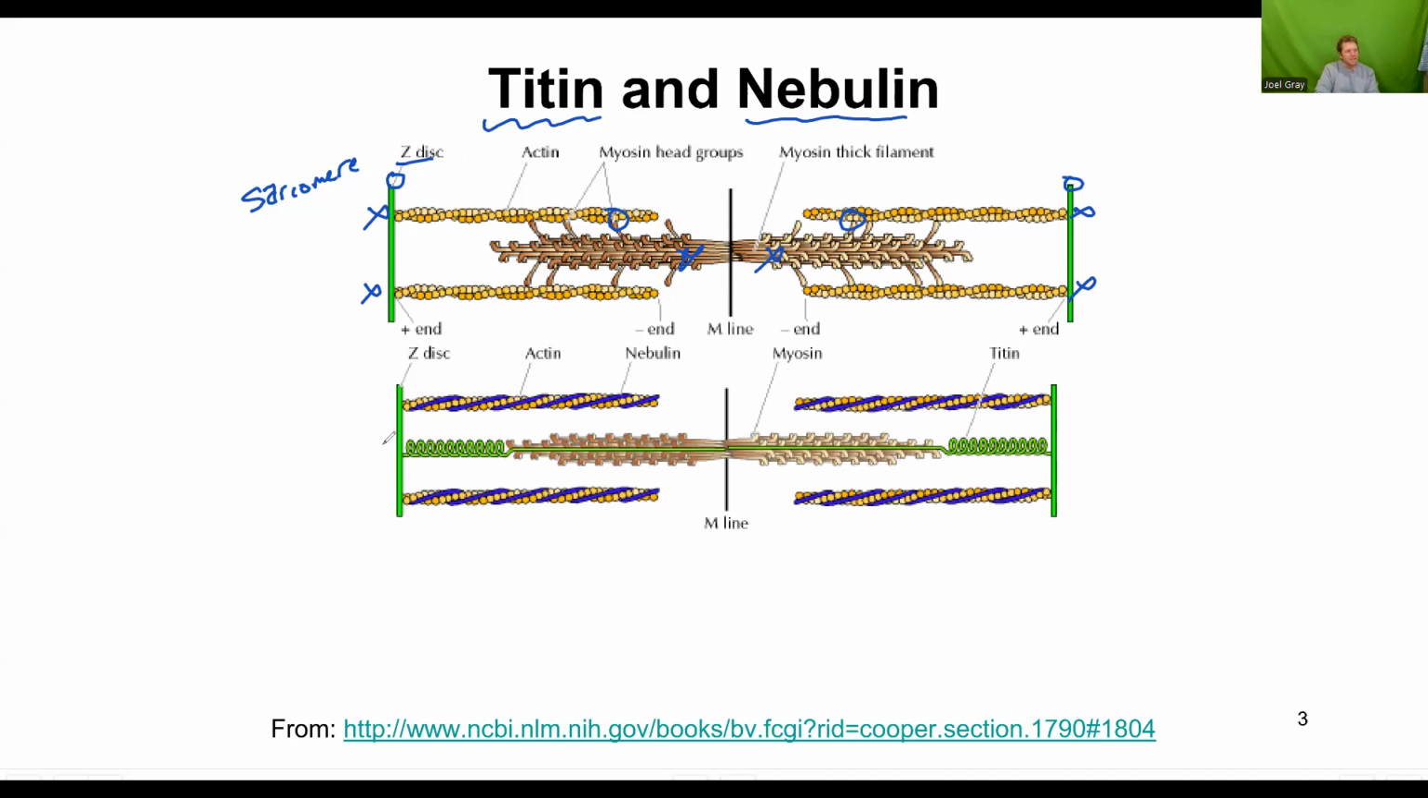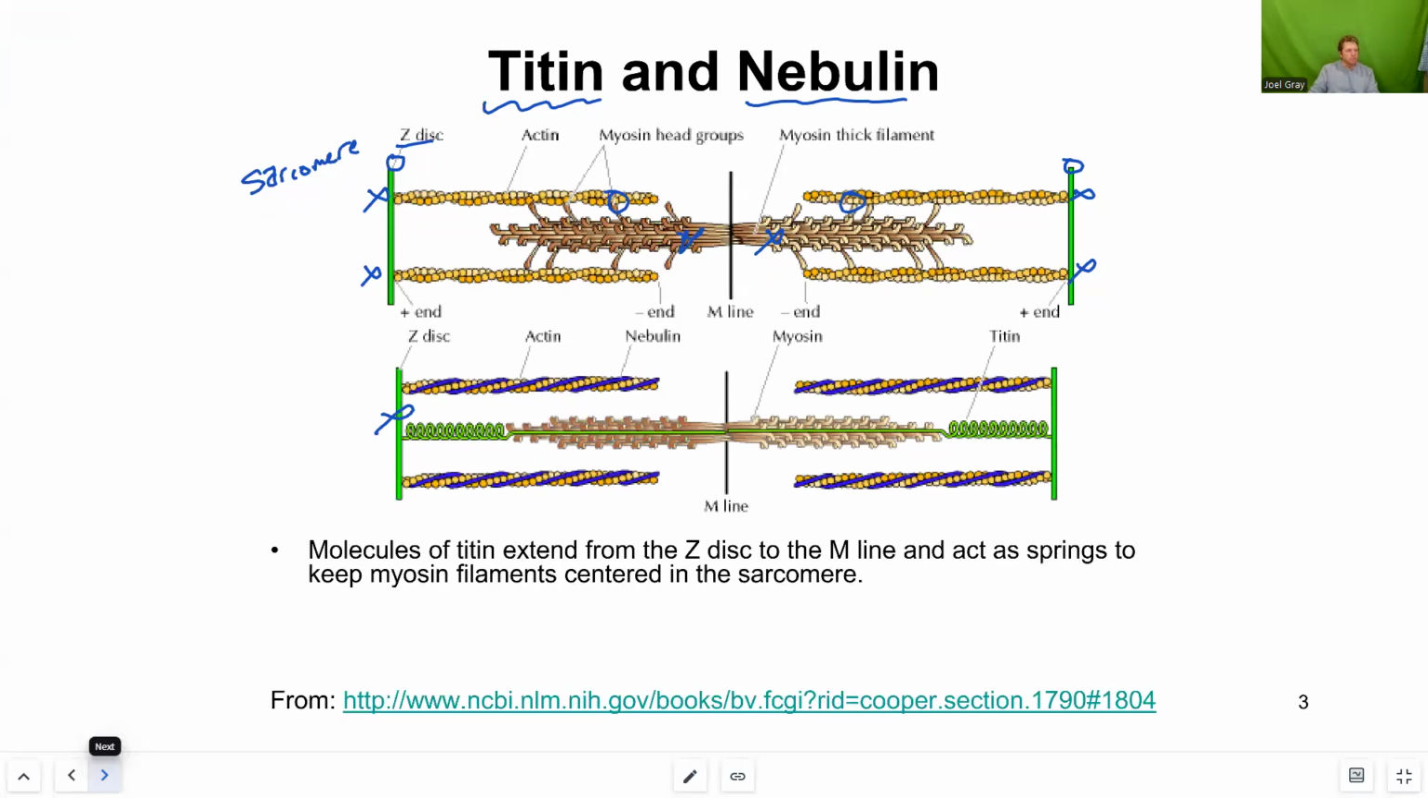What it does is span from the Z disk all the way to the M line, effectively connecting those two. Titin extends from the Z disk to the M line and more or less acts as a spring to keep those myosin filaments centered on that sarcomere. So it keeps everything in line.